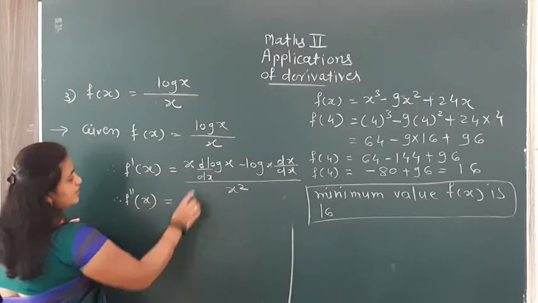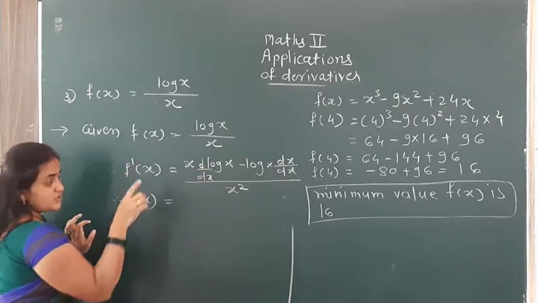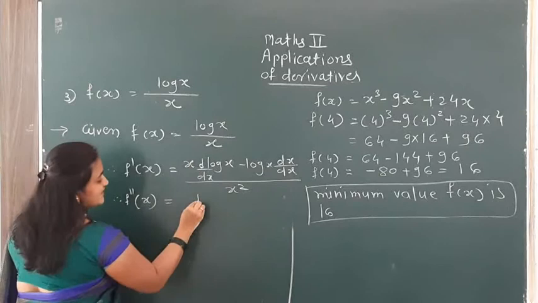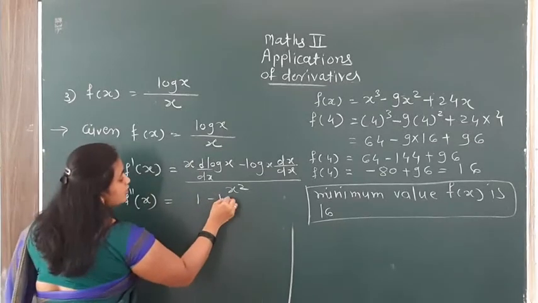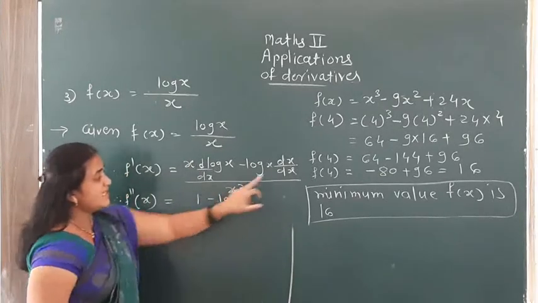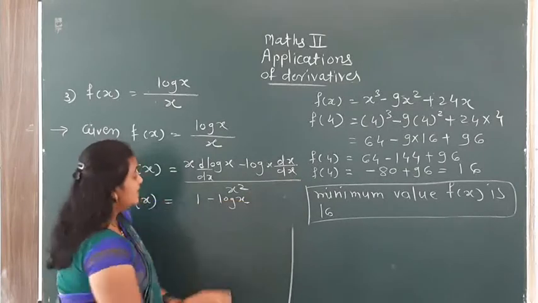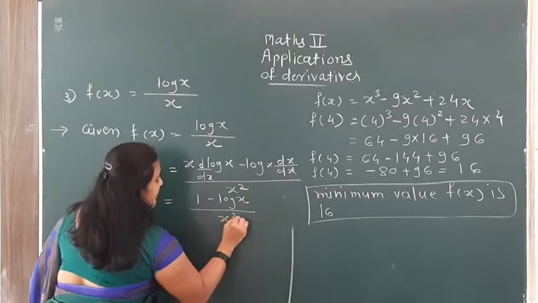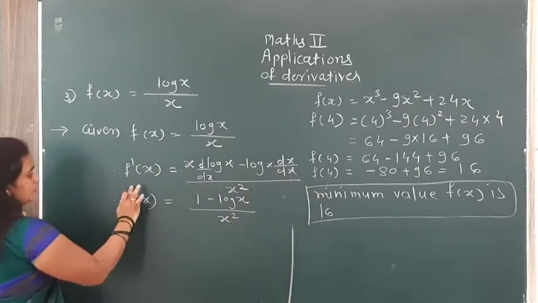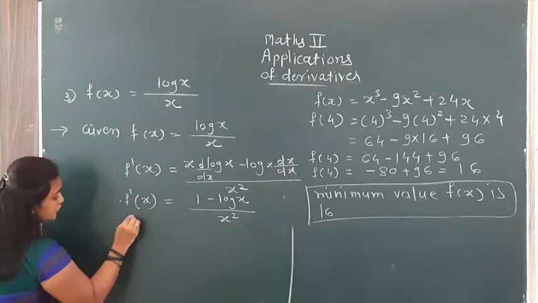Simplify. The derivative of log x is 1 upon x, so 1 upon x times x cancels. Here we get 1 minus log x, and the derivative of x with respect to x is 1, divided by x square. This is my first derivative. Now we find the double derivative.